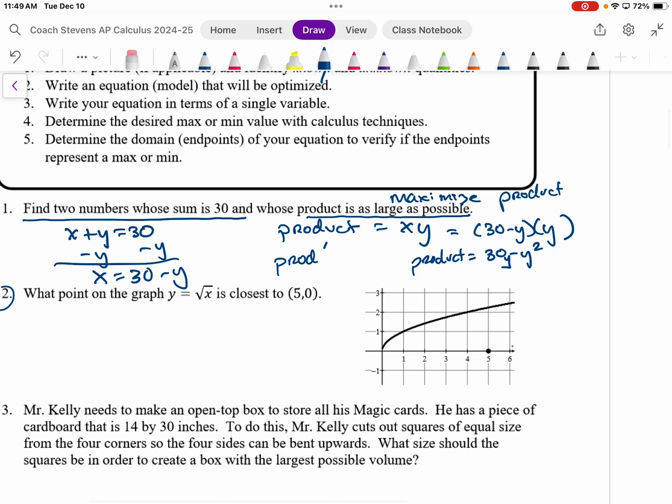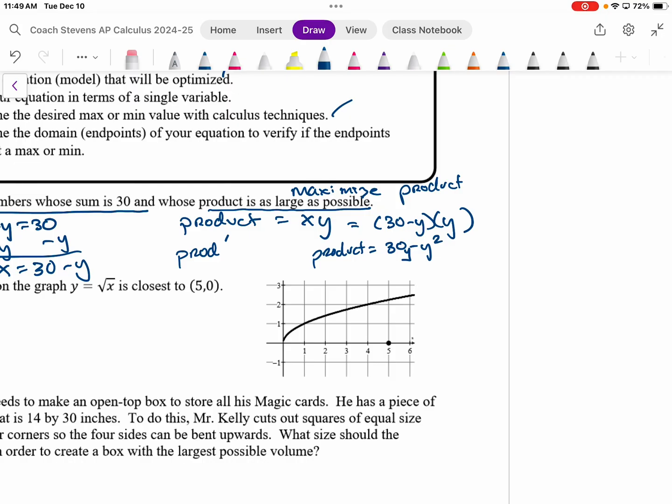We technically can go on to step number 4. I can go ahead and figure out what product prime is. I can go ahead and figure out what my product is. So what is product prime? Well, that would be 30 minus 2y. Just take the derivative of that right-hand side.